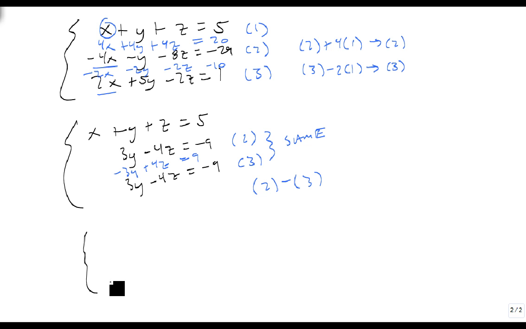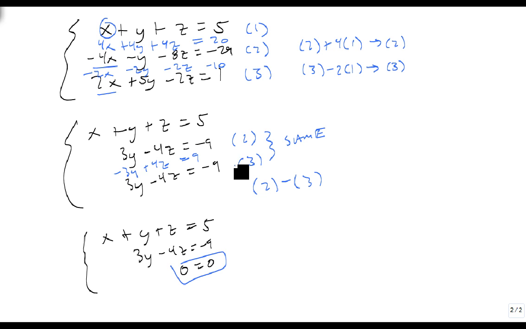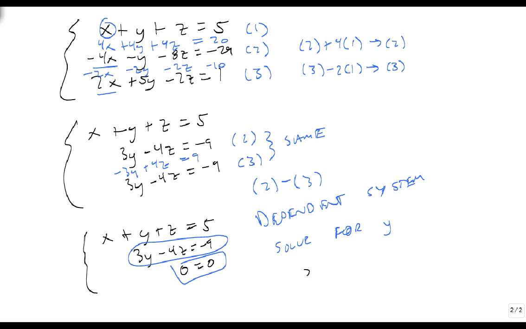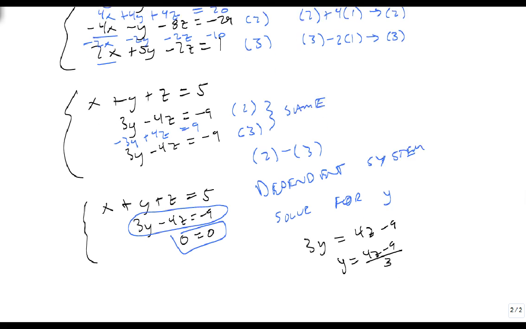Notice our last equation this time is going to be x plus y plus z equals 5, 3y minus 4z equals minus 9, and 0 equals 0. Whenever I see this 0 equals 0, or I recognize that I have the same equation twice, this makes this a dependent system. And all I need to do now is to get my parametric answer. So I'm going to take equation 2 and solve for y. In this case, we get 3y equals 4z minus 9, so y equals 4z minus 9 all over 3. That's my y.